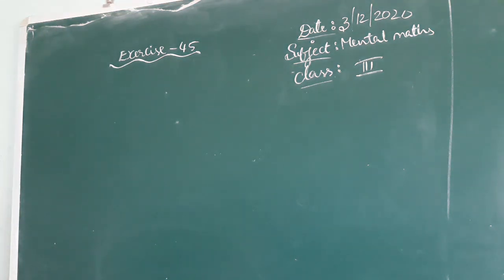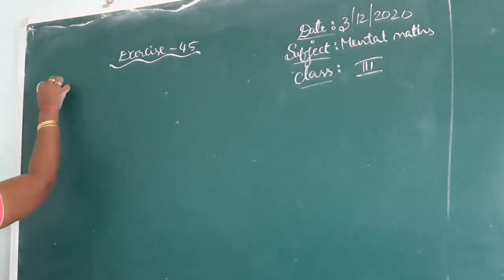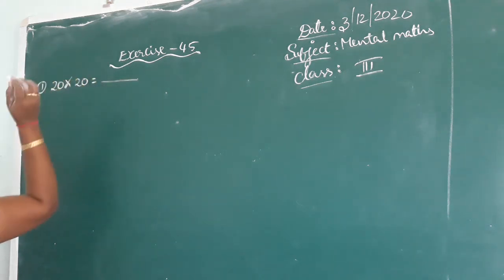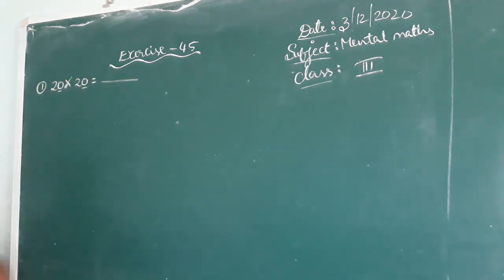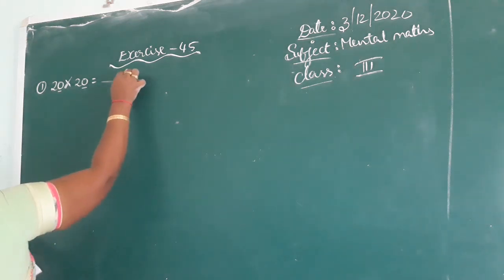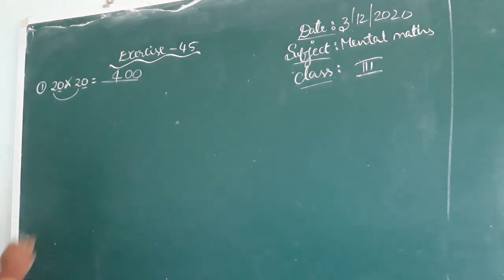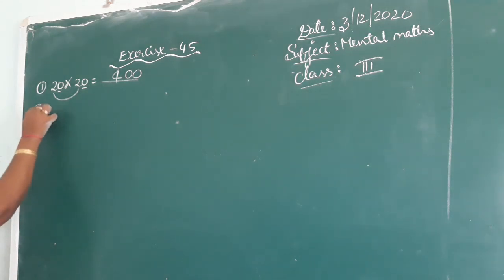First one, 20 into 20. If you multiply 20 into 20, what will you get? Here, if you observe, there are 2 zeros. Place those 2 zeros at a time. And now 2 into 2. 2 twos are 4. Answer is 400. If they have given zeros, first you have to place the zeros on the answer side and then multiply the remaining numerals.